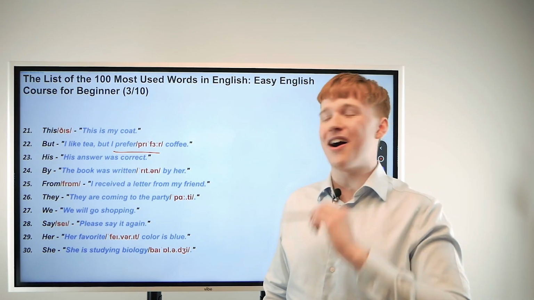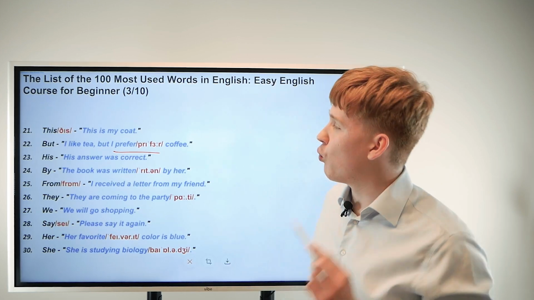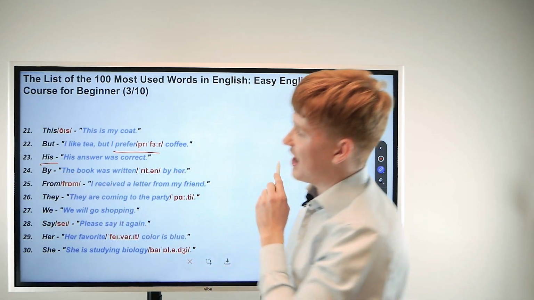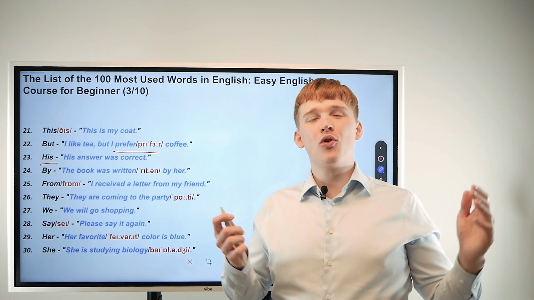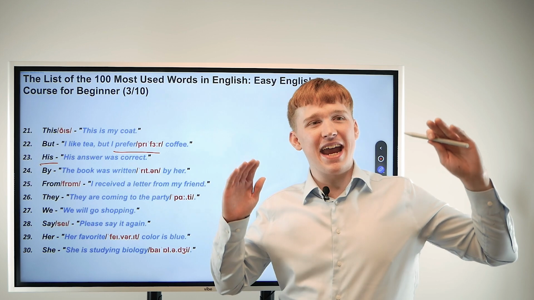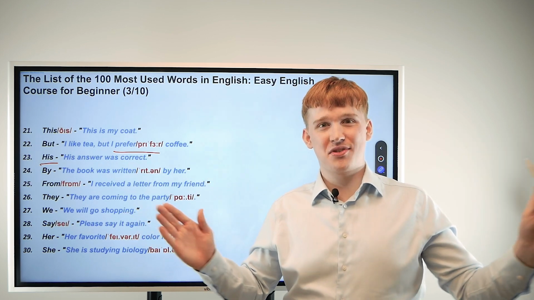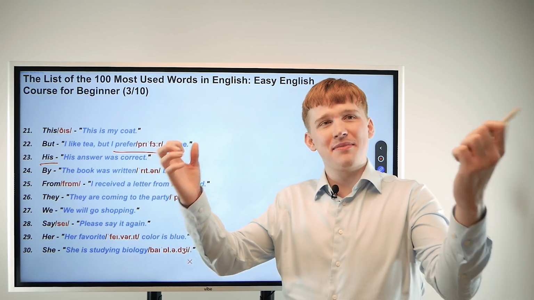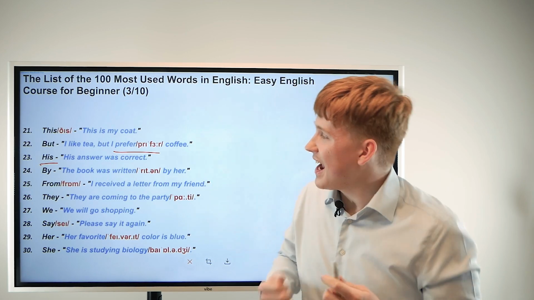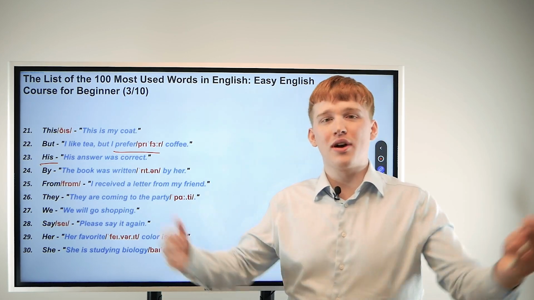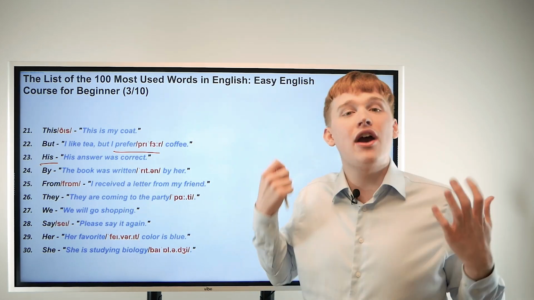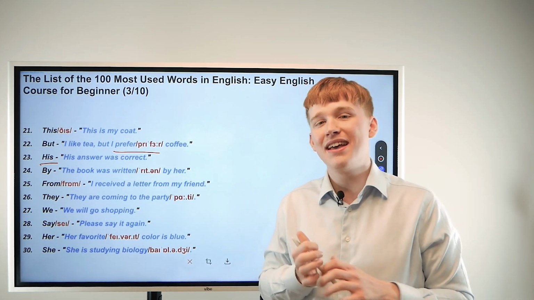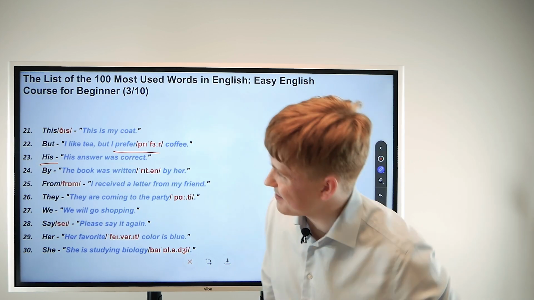Okay, so next up, we have the word his. So his answer was correct. So we're talking about something that a man has. So we're saying it's something that he owns. So his answer. Maybe you're talking about me. You might say his shirt, his hair. You're saying that I own something, and because I'm a man, you will use the word his.